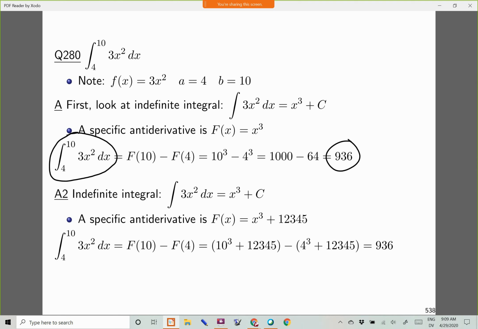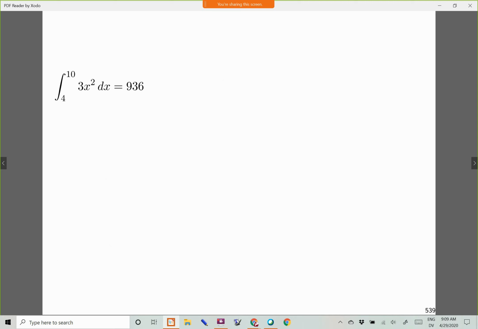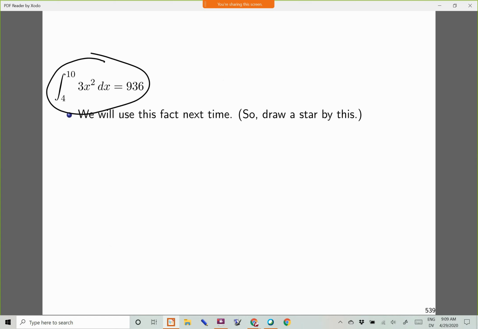So the work that we have here: integral from 4 to 10 of 3x squared dx equals 936. We are actually going to use this fact in class next time. By next time I mean, well, tomorrow's exam, so I mean on Monday. I will bring this fact up again to address a certain kind of error that sometimes people make. So put a star by this. We're going to use this next time. We will literally use this fact next time.